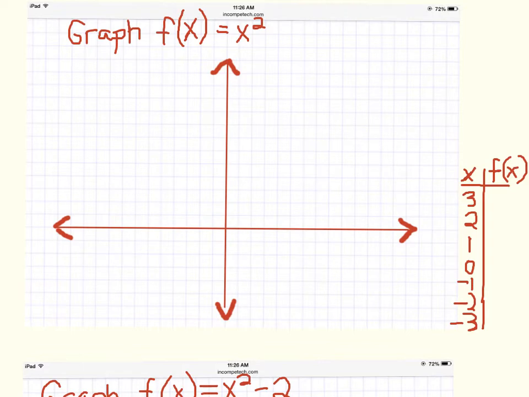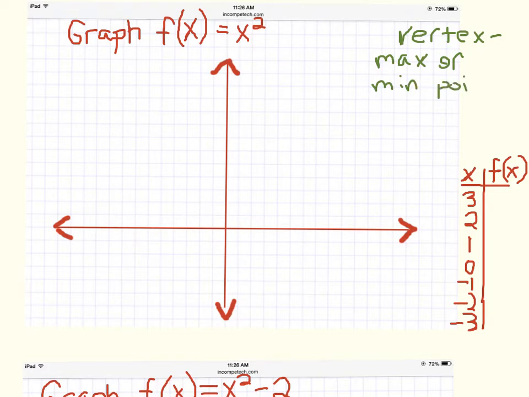One of the keys is to find the vertex, and the vertex is either the maximum or minimum point of the parabola.